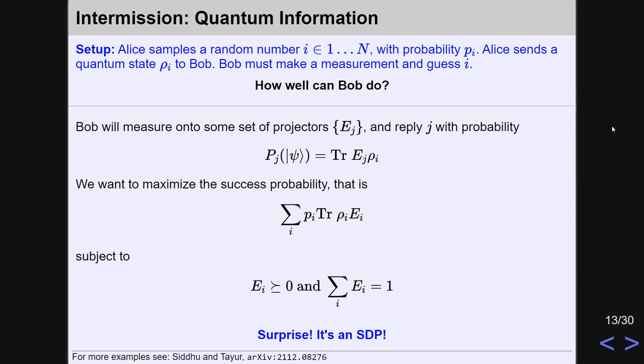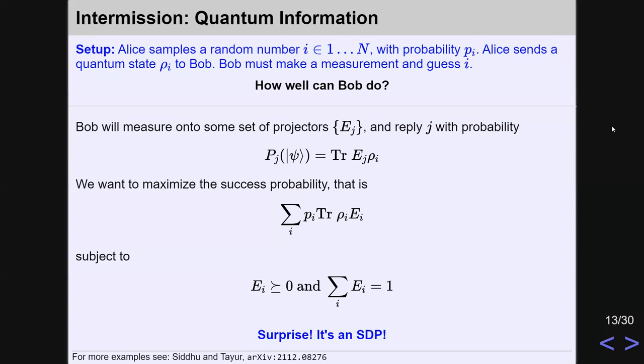Subject to, well, now there are some constraints. The constraints turn out to be that the sum of the traces of the projectors adds up to 1. And moreover, that each projector is a positive semi-definite matrix. Those are my constraints.